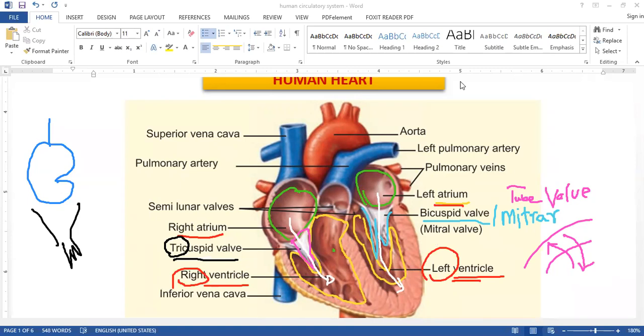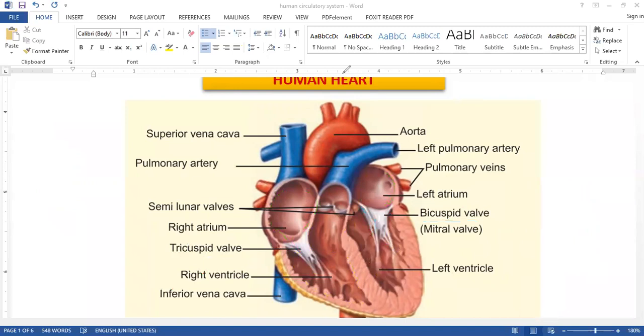Another part of this human heart, coming to this point again, is that there are some tubes, which means tubes start from here. Another point here, look at this one.